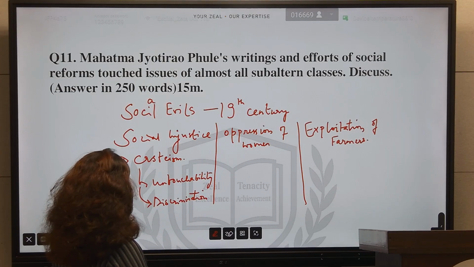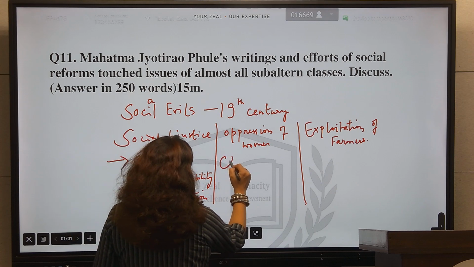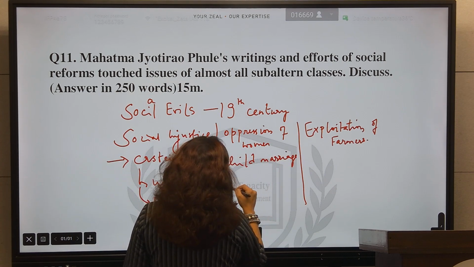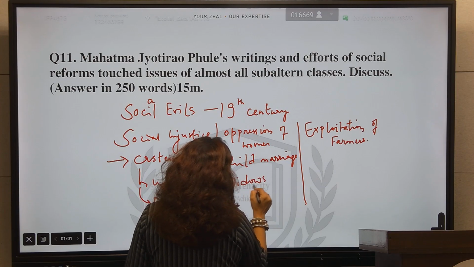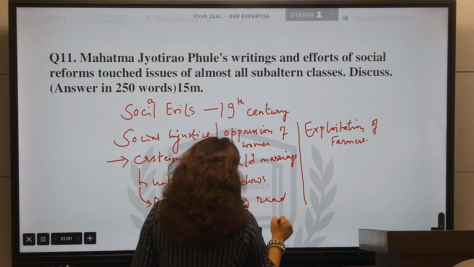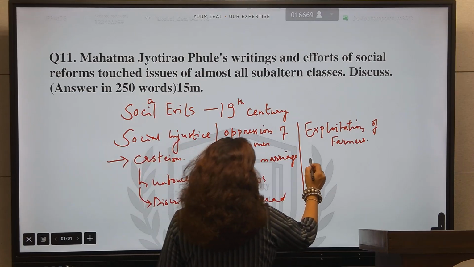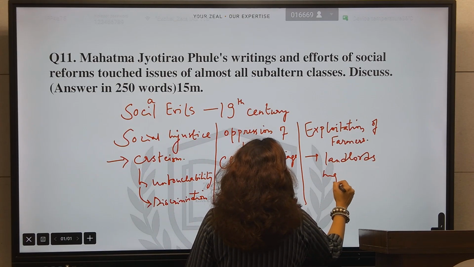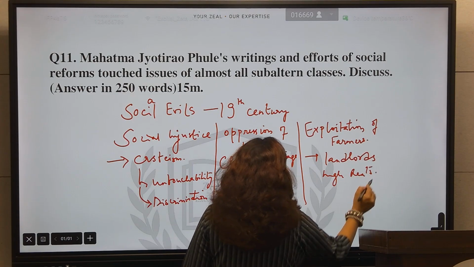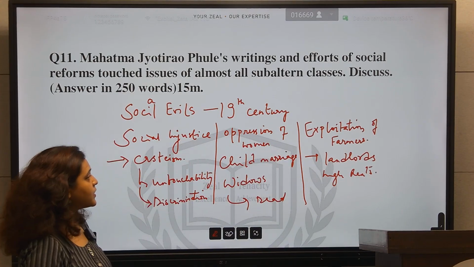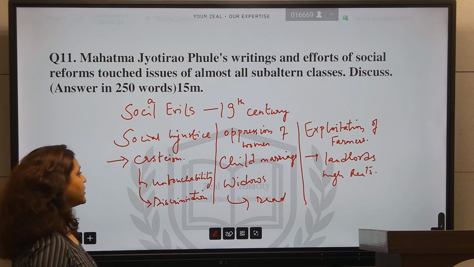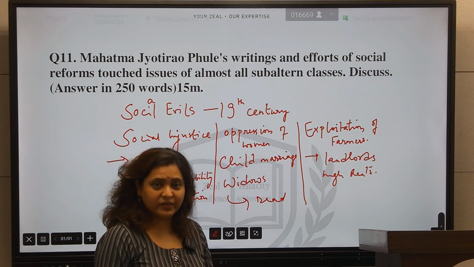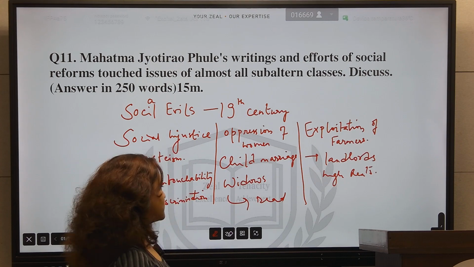So these were the oppression of women, child marriage, then widows had a very vulnerable life, they were almost equal to dead, exploitation of farmers, landlords, high rent. So these were all the problems that were prevalent in the 19th century, and Mahatma Jyotirao Phule took these problems and tried to uplift people out of this situation.